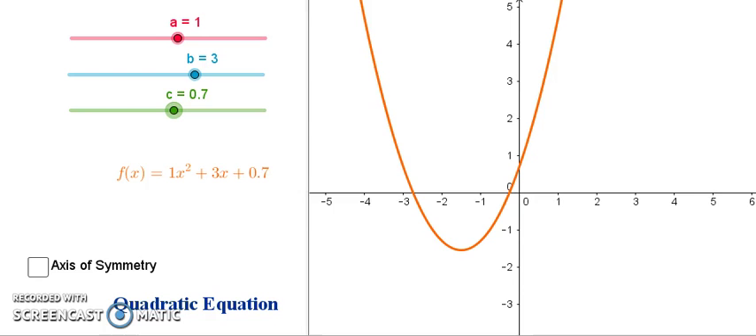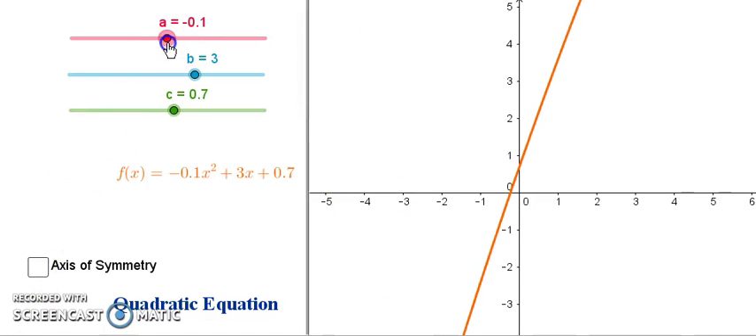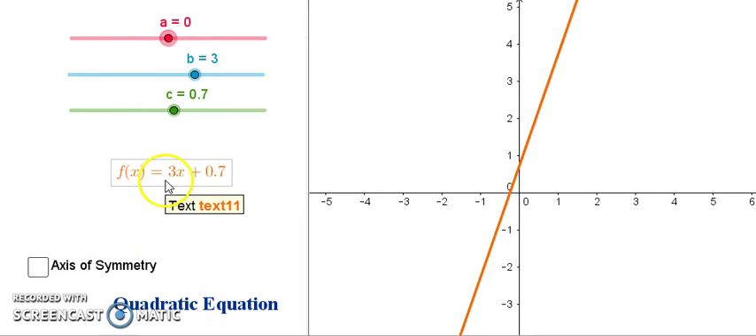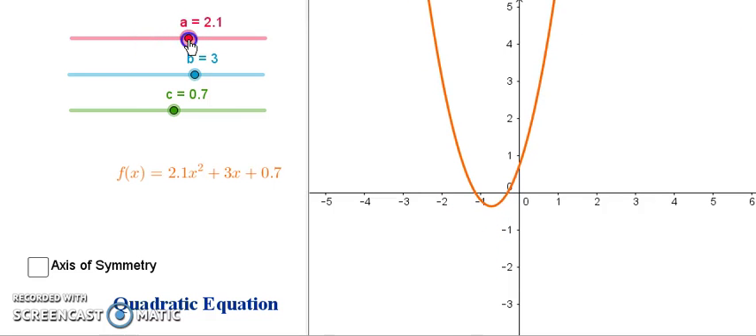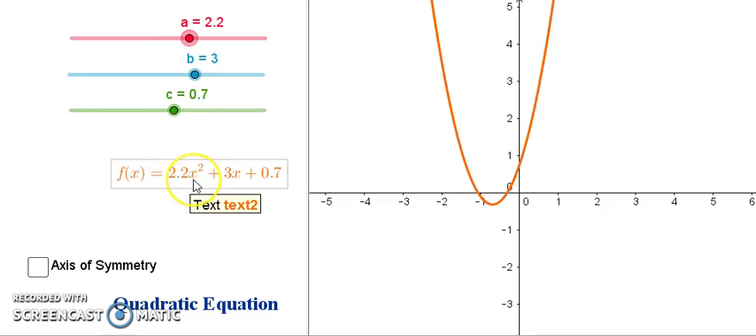A quadratic equation is a second-degree polynomial equation in a single variable. This is where a does not equal 0, because when a equals 0, we have a constant function. So if a equals 0, then you have just a line, a linear equation. But when a is not 0, we have a quadratic equation.